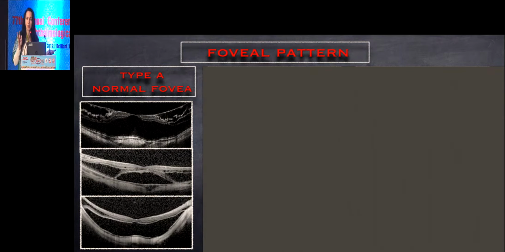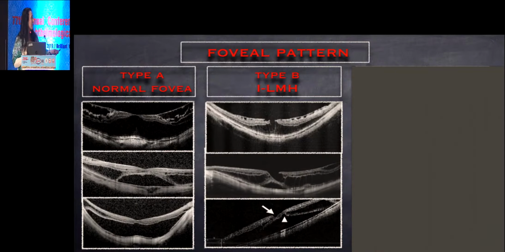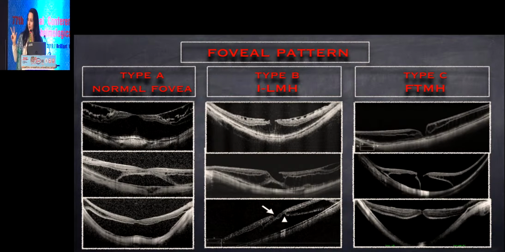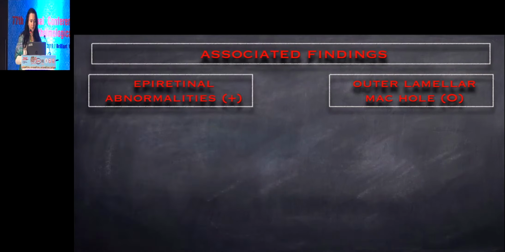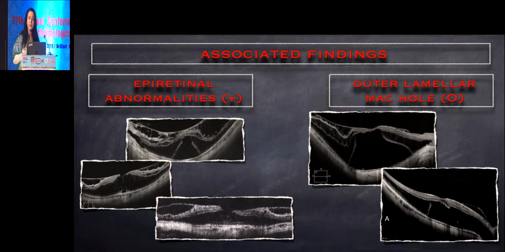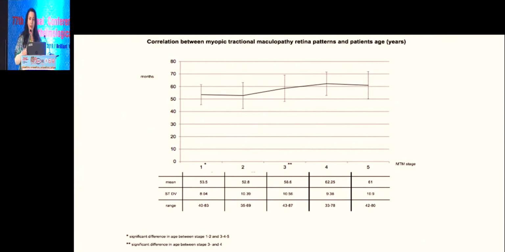A normal fovea that I call type A, a lamellar macular hole, type B, and a full thickness macular hole, type C. So, associated finding could be epiretinal abnormalities or an outer lamellar hole. What is an outer lamellar hole? It is a splitting in the photoreceptors layer. So the average age is increasing with the different stages, and the difference is clinically significant from stage 1 to stage 5.